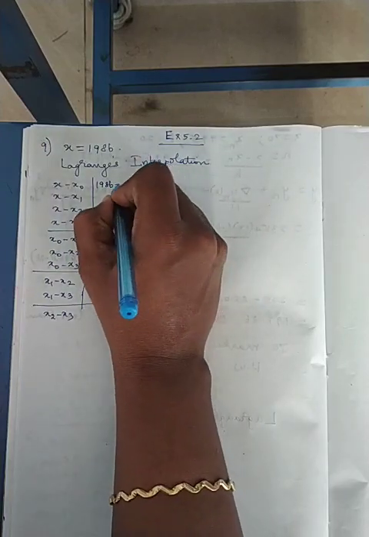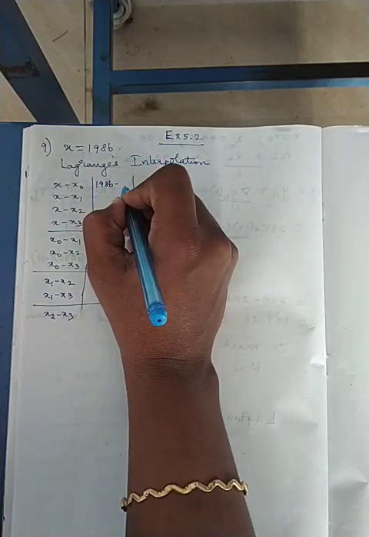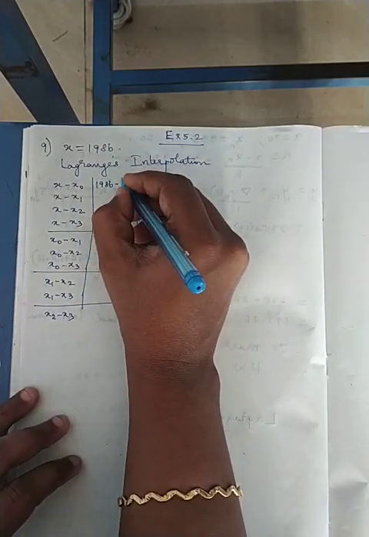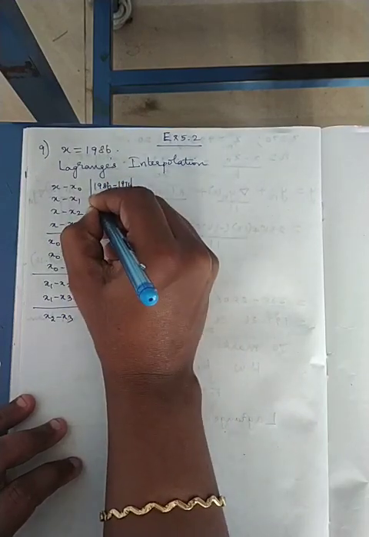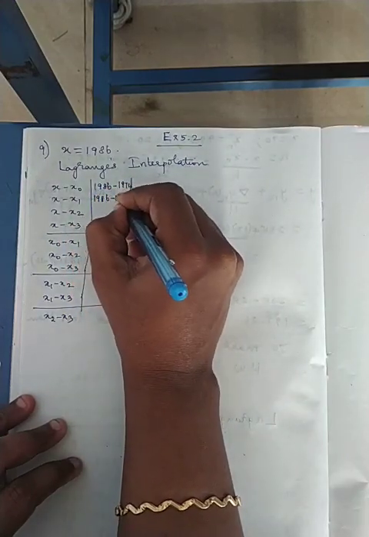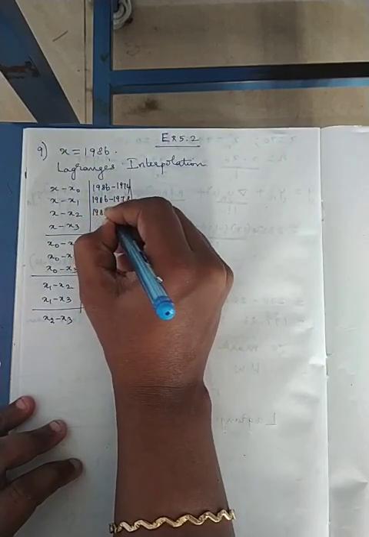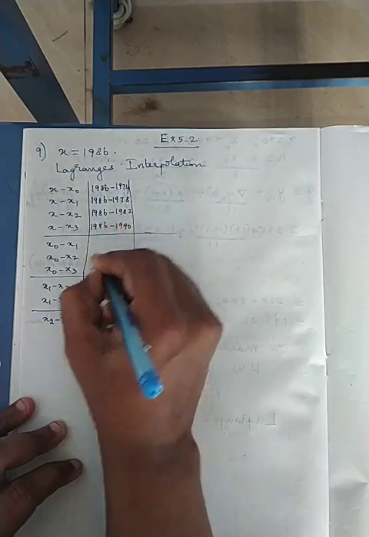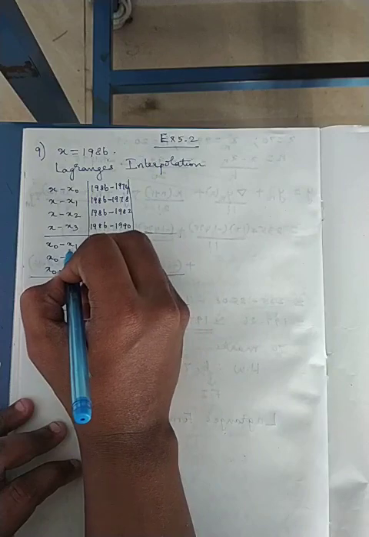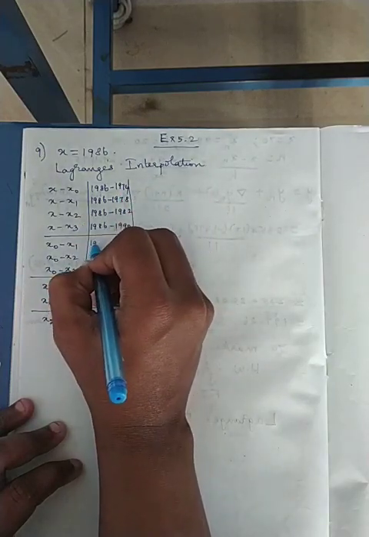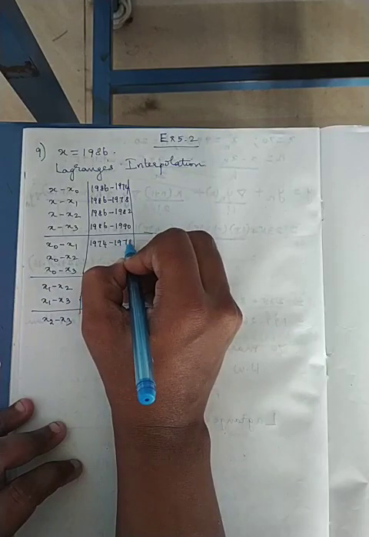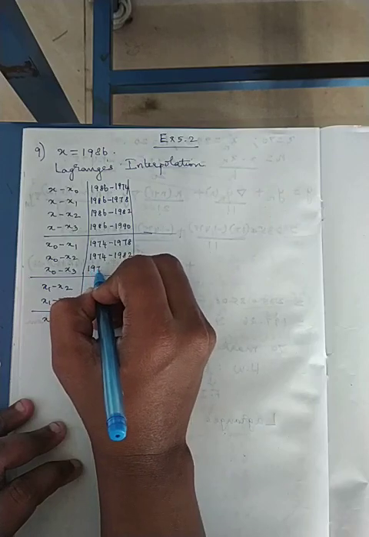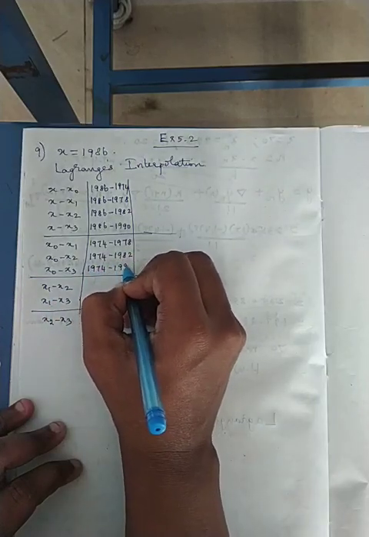1986 minus what is my x0? In the question the x0 is 1974. So I can say 1974. Then 1986 minus 1978. Then 1986 minus 1982. Then 1986 minus 1990. This is my first portion. Then coming to x0 minus x1. x0 is 1974. What is my x1? 1978. Again 1974 minus 1982. Then 1974 minus 1990. Yes.